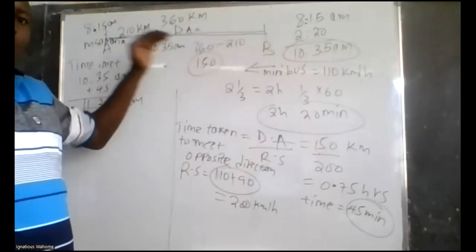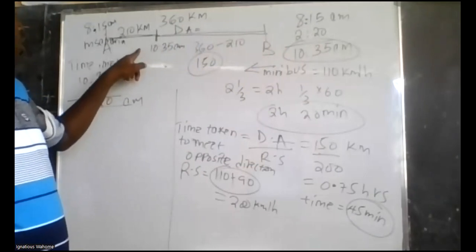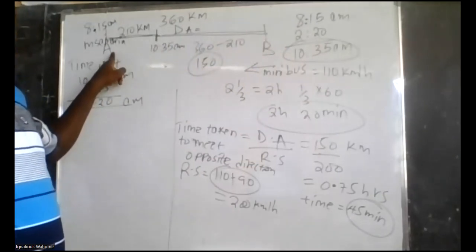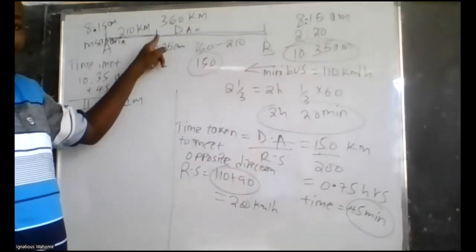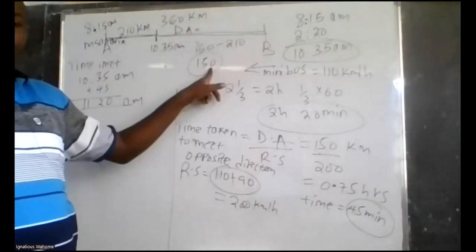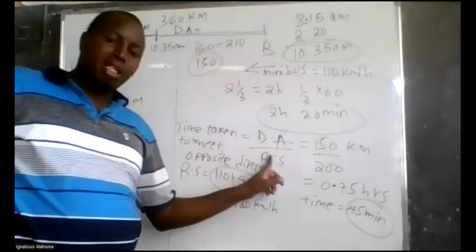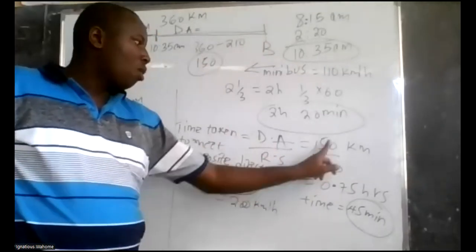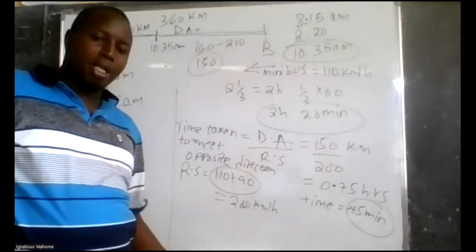At 10:35, what distance did the Samaria cover? Distance is equal to speed times time. So his speed is 90 times 2.5, we get 210. So the distance apart at 10:35 is 360 minus 210. You get 150. So to find the time taken to meet, it's distance apart over relative speed: 150 over 200 kilometers per hour.